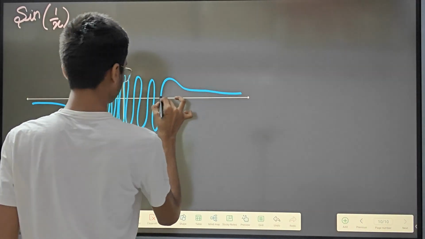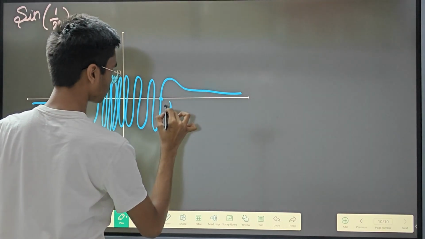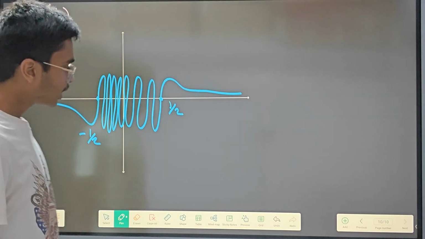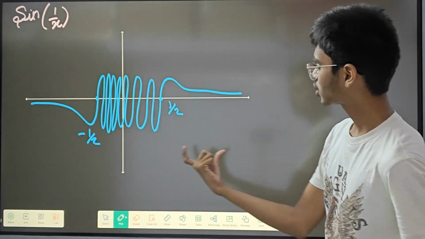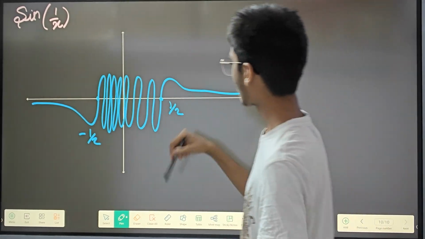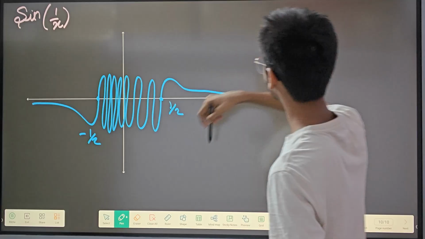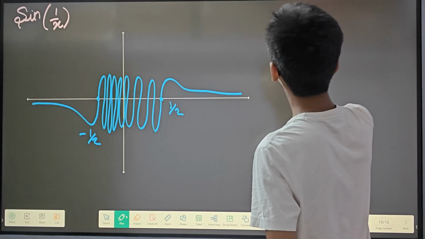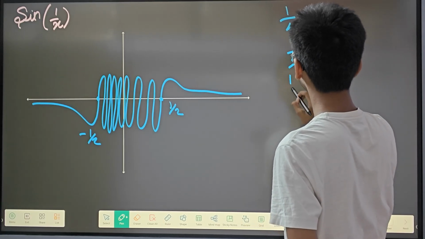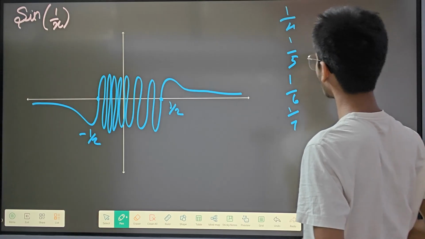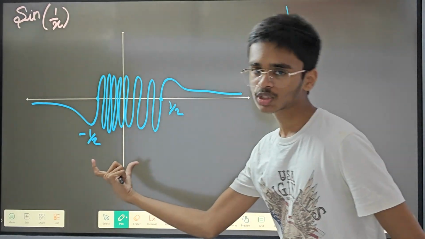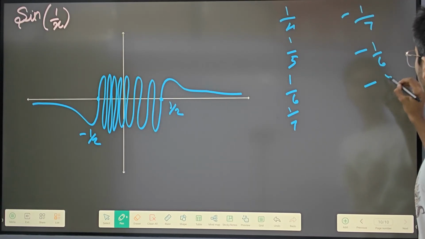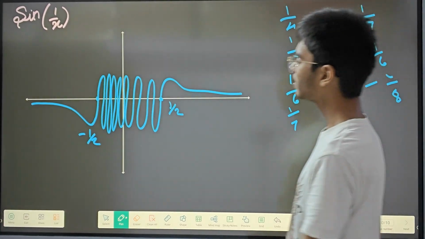This is actually from 0. Sorry, this is 1 by 2, and then this is minus 1 by 2. It is highly oscillating between these fractions, because over here, if you check, between this portion you will have 3 by 4, or numbers like 1 by 4, 1 by 5, 1 by 6, 1 by 7. All of these will be between this portion. Also you will have minus 1 by 7, minus 1 by 6, minus 1 by 8. All these will be there in this part itself.